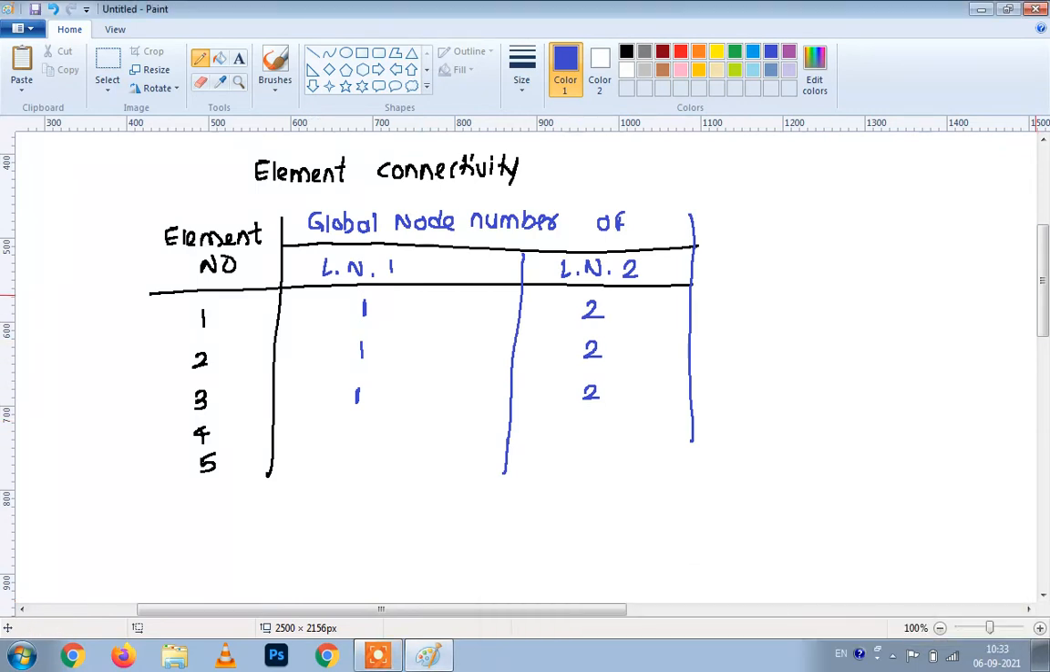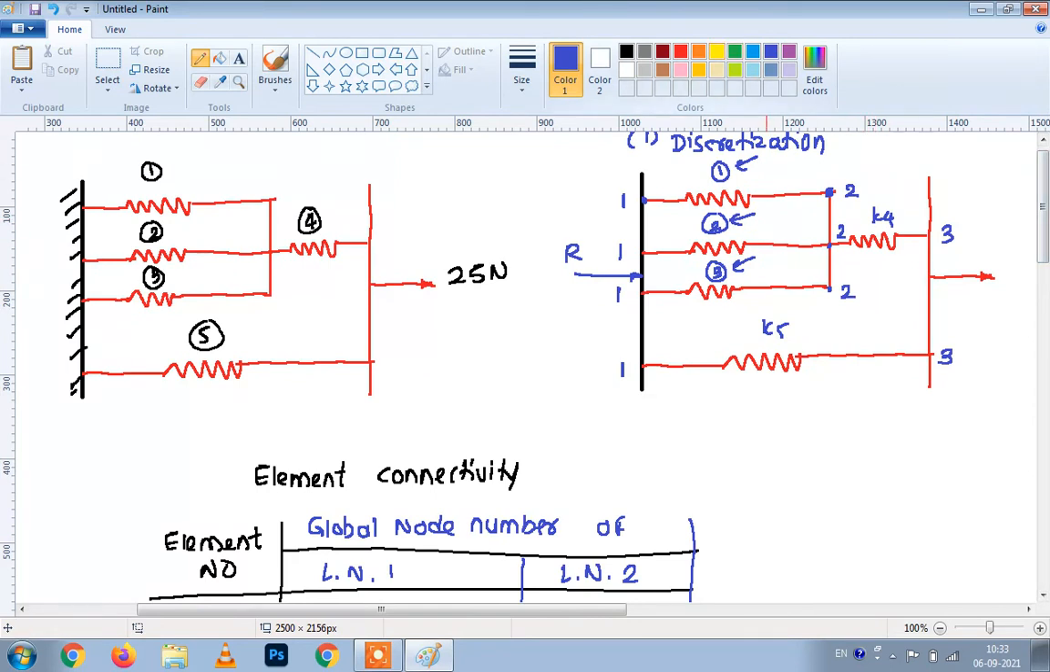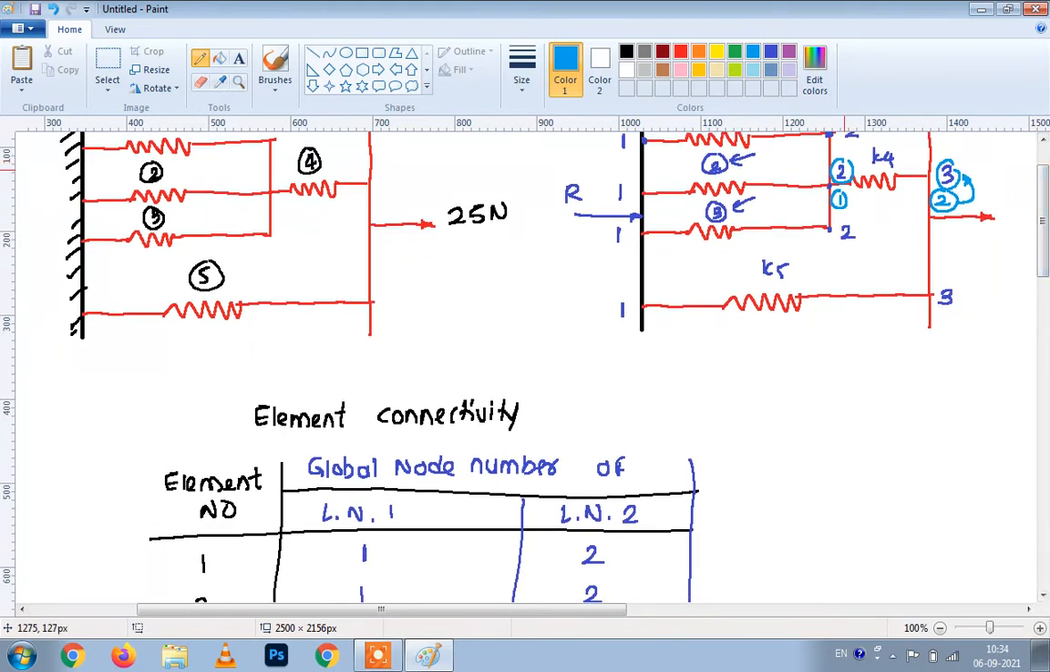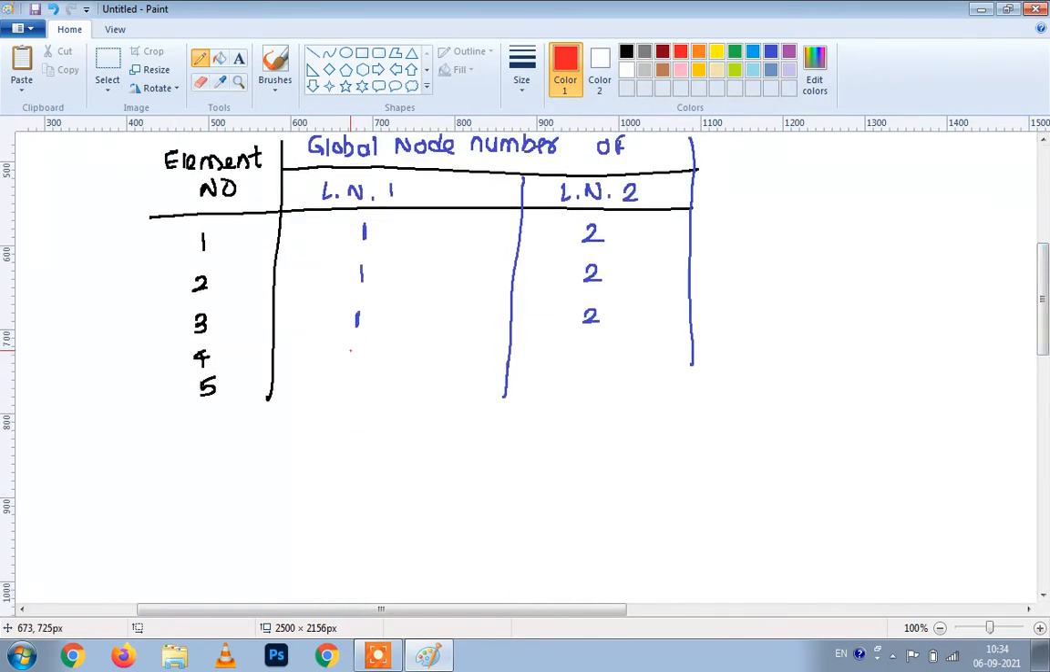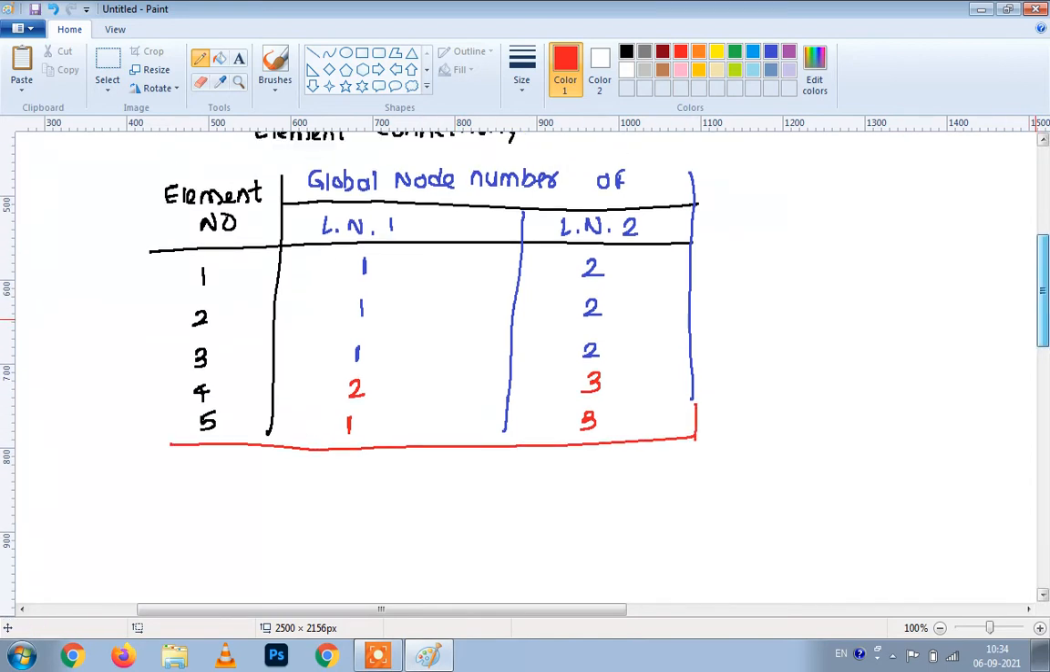After this, element number 4. If we consider it in the local coordinate system, this will be 1 and this will be 2. Now this local 1 in the global coordinate system is 2, and this local 2 in the global coordinate system is 3. So it is connected between 2 to 3, and element number 5 is connected between 1 to 3. So we can write here that element number 4 is connected between 2 and 3 and element number 5 is connected between 1 and 3. These are nothing but our element connectivity.